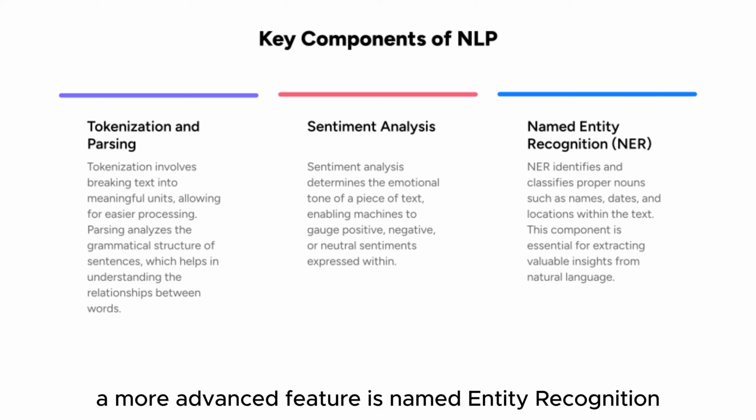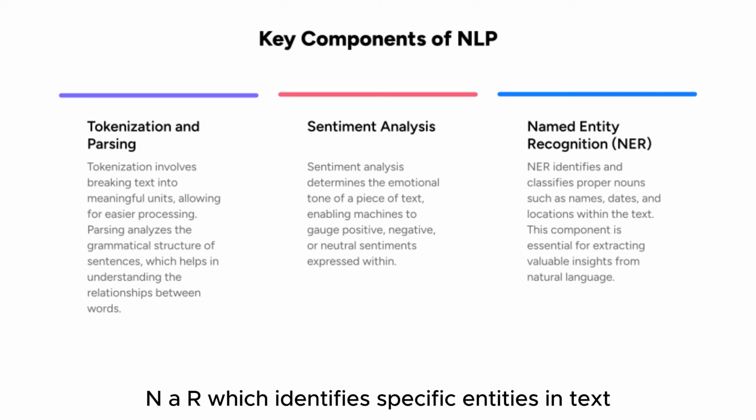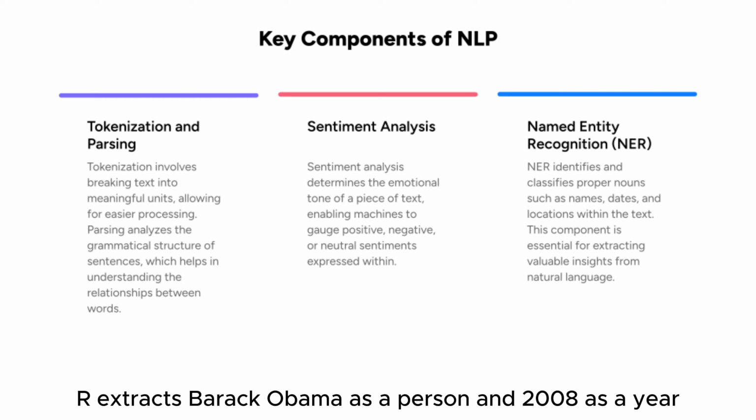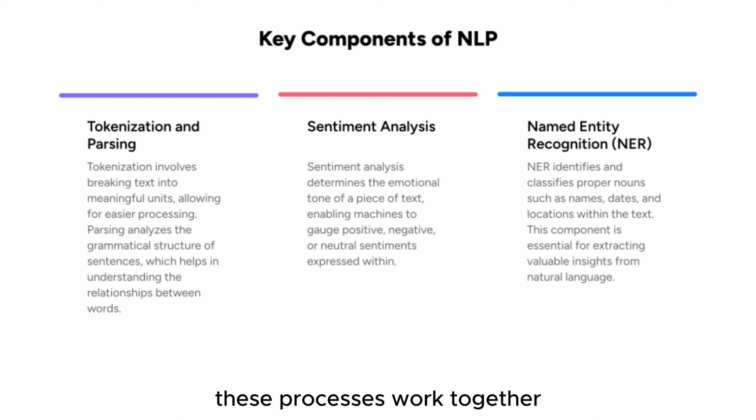A more advanced feature is named entity recognition, NER, which identifies specific entities in text such as names, dates, and locations. For example, in the sentence "Barack Obama was elected in 2008," NER extracts Barack Obama as a person and 2008 as a year. These processes work together, allowing NLP applications to transform raw language data into actionable insights.